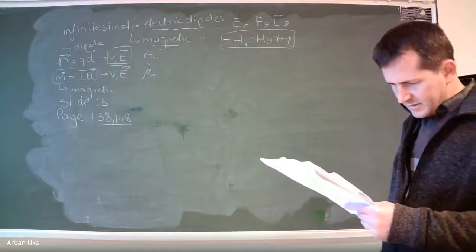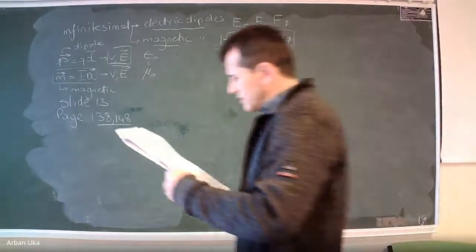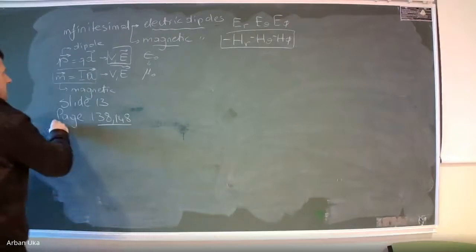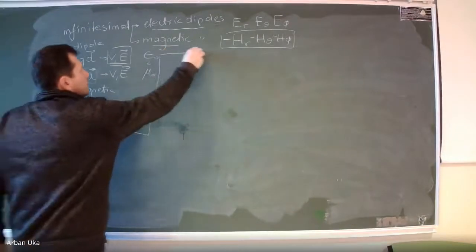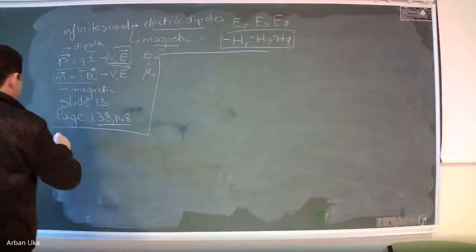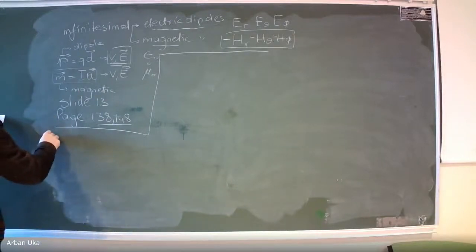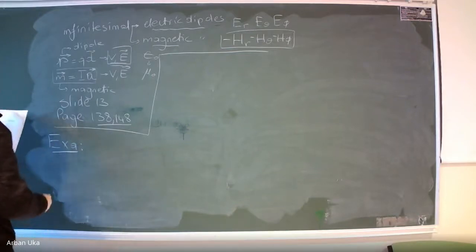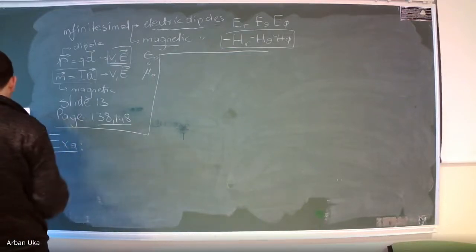So let's assume for a moment that we have an antenna. One second here. Let's do this example. We have an infinitesimal small magnetic dipole.